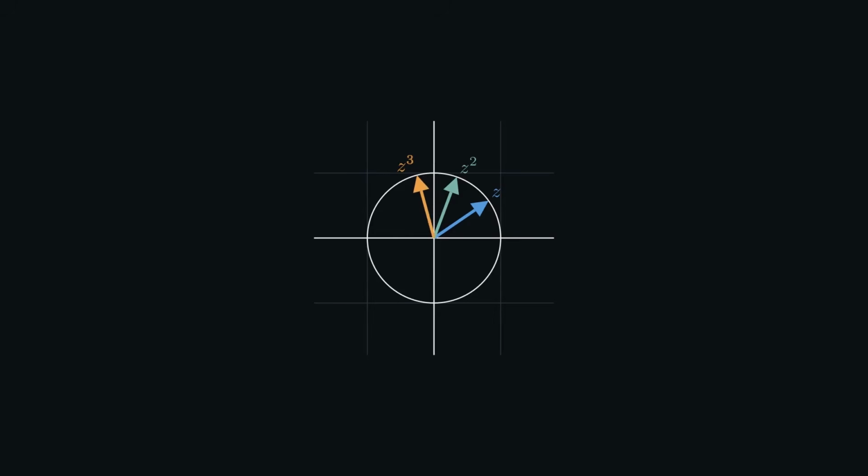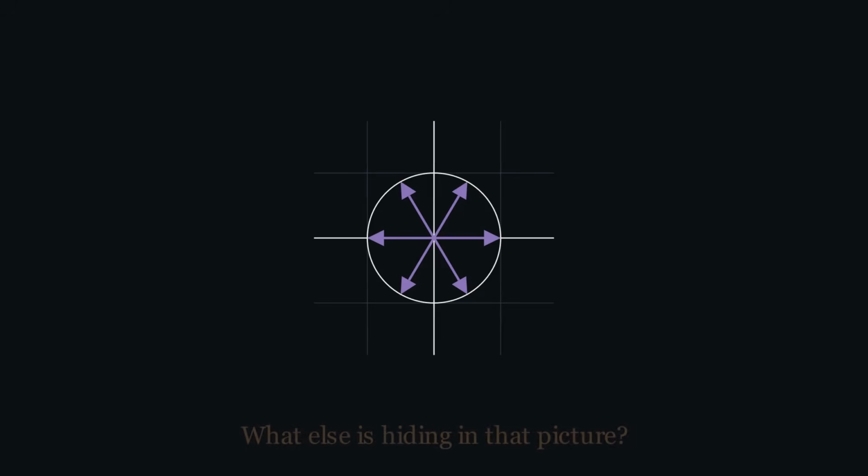So next time you multiply two complex numbers, picture it. Two arrows. Their lengths multiply, their angles add. One turns the other. What other shapes can you make this way? Square a number, you double its angle. Cube it, you triple it. The roots of one spread out evenly around the circle like spokes on a wheel. What else is hiding in that picture?